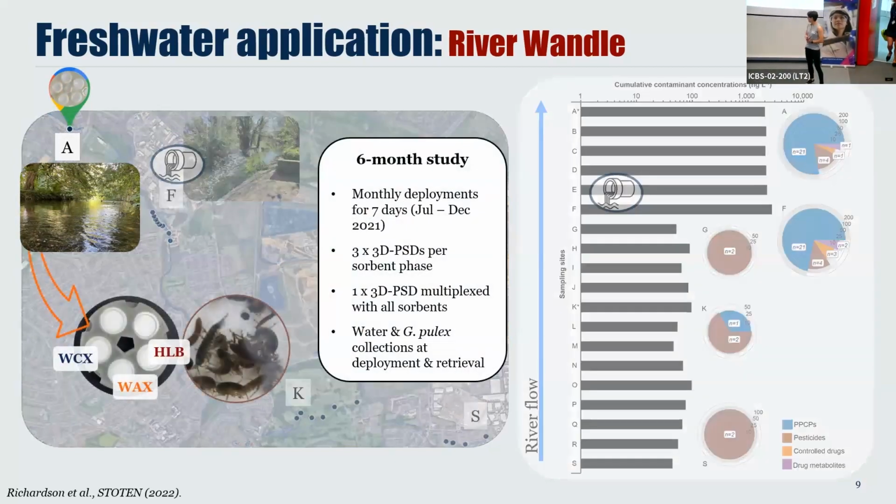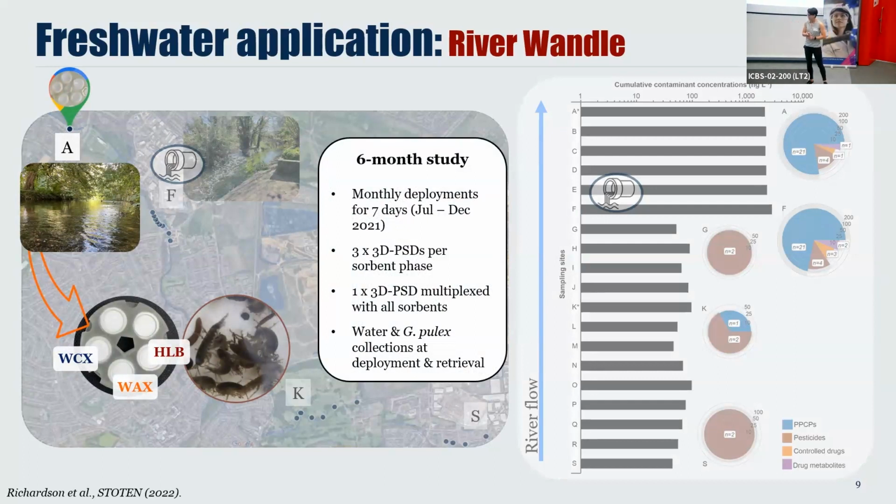So for this study, it was a 6-month study, so every month for 6 months, I would go out and I would deploy these devices, 1 of each phase. At the same time, we would also collect water samples, and these little critters here called Gammarus pulex.